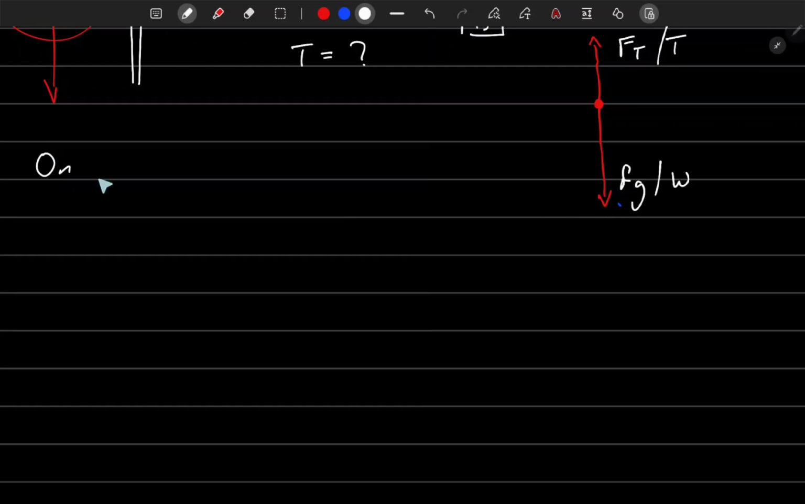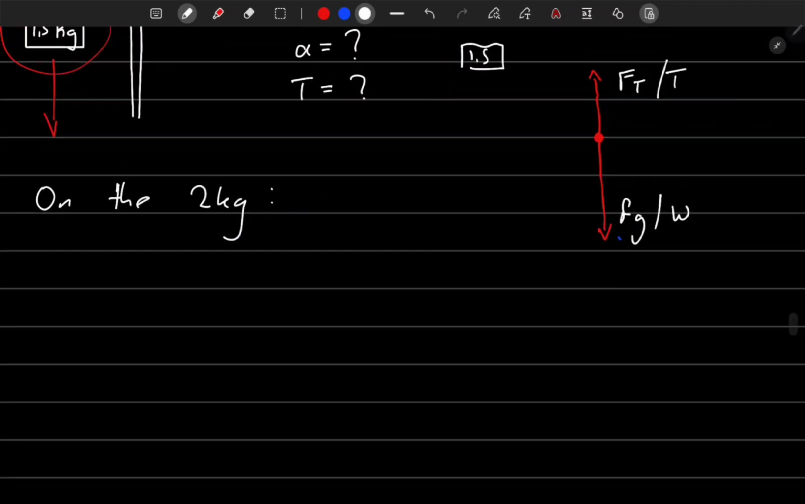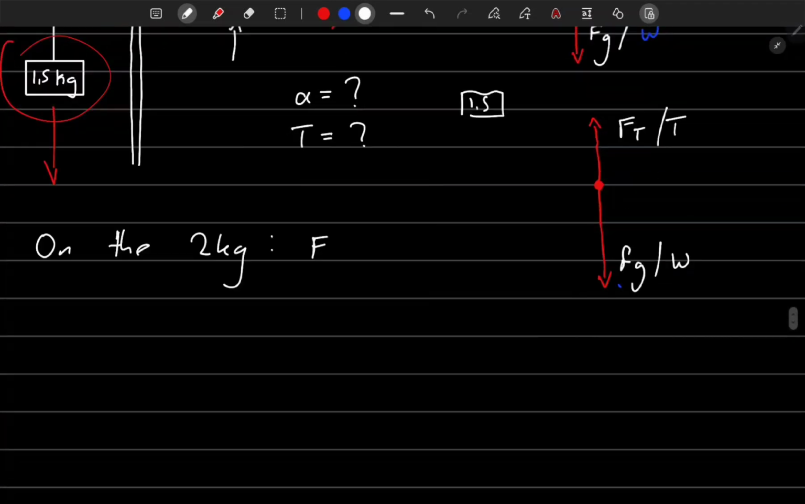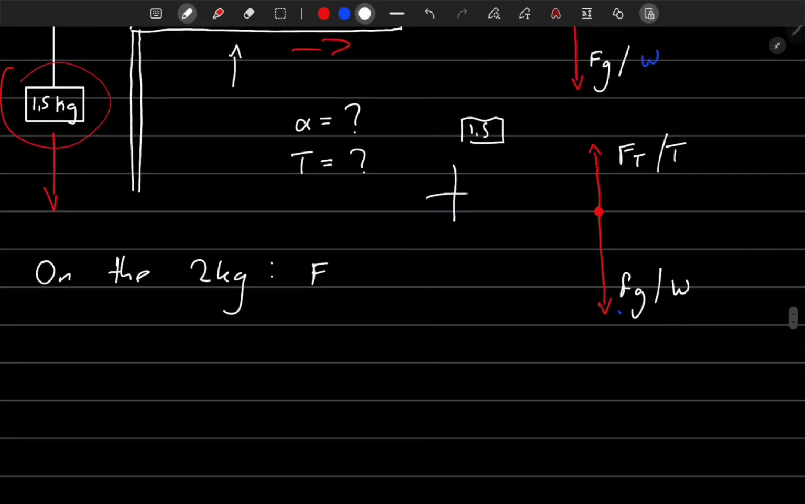On the 2 kg block, what do we have? We have a positive applied force, which we're going to call F, pulling the object to the right. So this is positive. If we drew a number line here, all the forces to the right would be positive, down would be negative, left would be negative, and up would be positive.